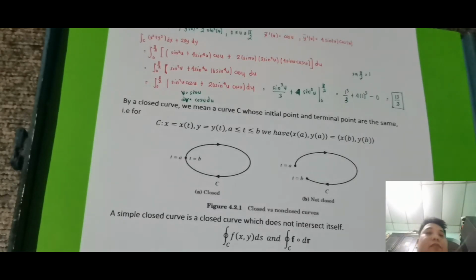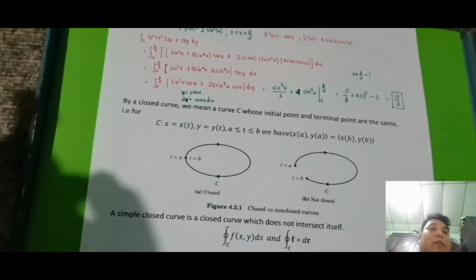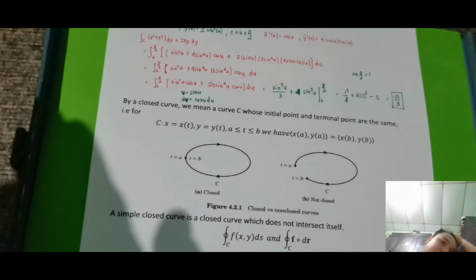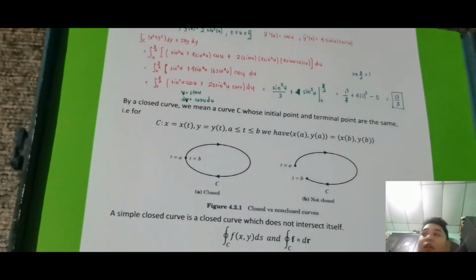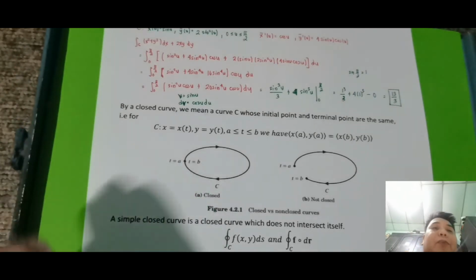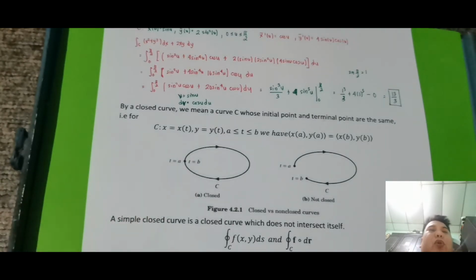So ayan lang naman. So ngayon, let's have a definition. Paano pag closed curve? Ano ba yung closed curve? Okay, so dito tayo. So by a closed curve, we mean a curve C whose initial point and terminal point are the same. So tama naman, no? Pag sinabi mong closed curve, meaning kung saan ka nag-umpisa, babalik ka lang doon.